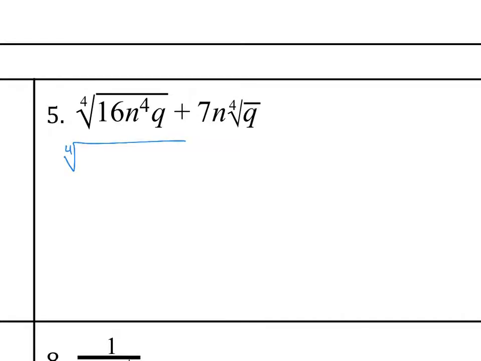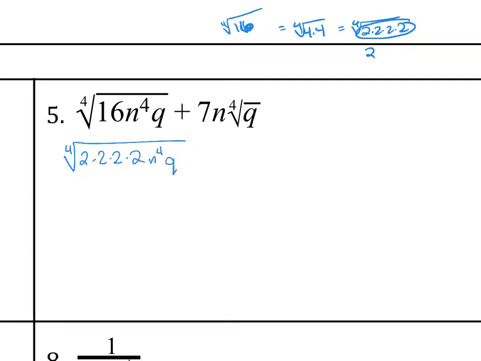16 is 4 times 4, or 2 times 2 times 2 times 2. Okay, so I'll do it right here. The fourth root of 16. Fourth root means I need 4 of something. So 16 is 4 times 4. Or since I need 4, I'm going to break it down even further: 2 times 2 times 2 times 2. Now there's 4 of them, and so that's a perfect 2. That's why I wrote down 4 2's here. Then I have n to the fourth. That's okay. They're the same exact index, so I'll be able to circle that, and then I'll have a q left over. Then I'll write the rest, 7 and fourth root of q.